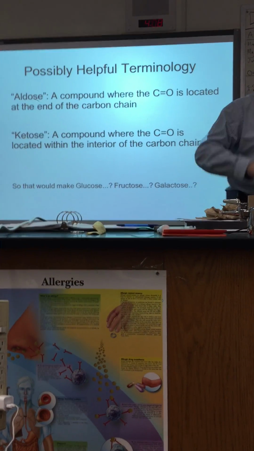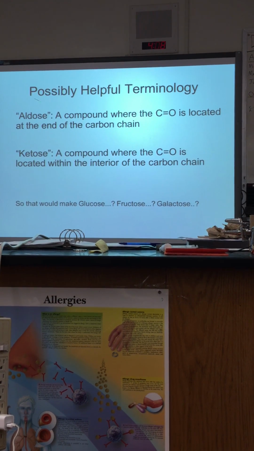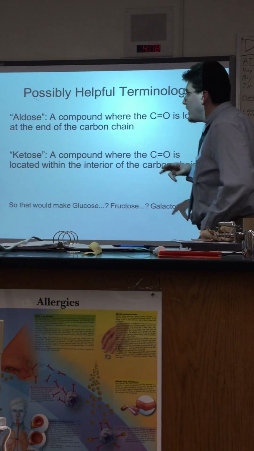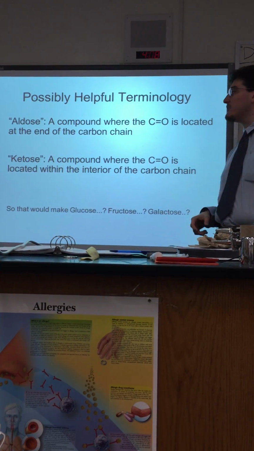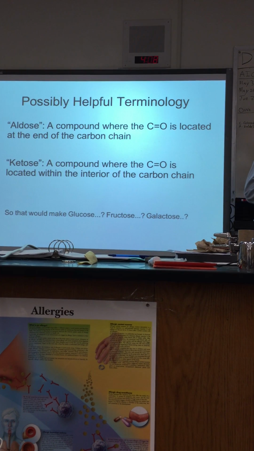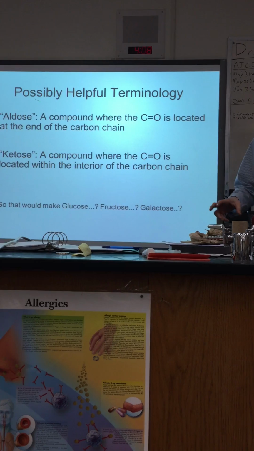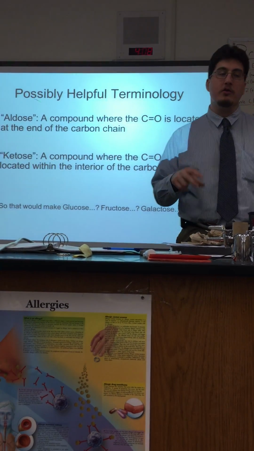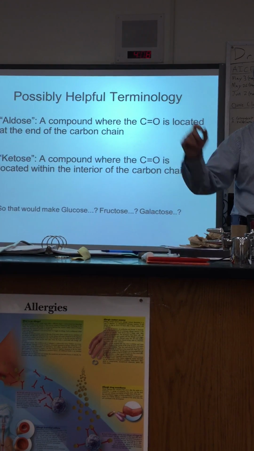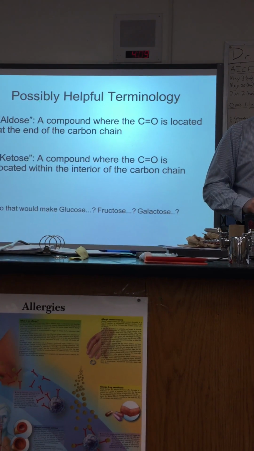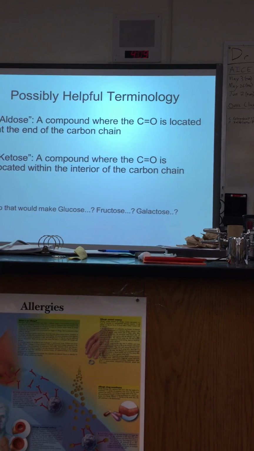Aldose sugars, aldose carbohydrates, are reducing sugars. They are reducing carbohydrates. And ketose sugars, ketose carbohydrates, are non-reducing carbohydrates. That becomes important when you're dealing with paper 3 stuff, and it may or may not be important for paper 1. For paper 2, it comes up far less often.